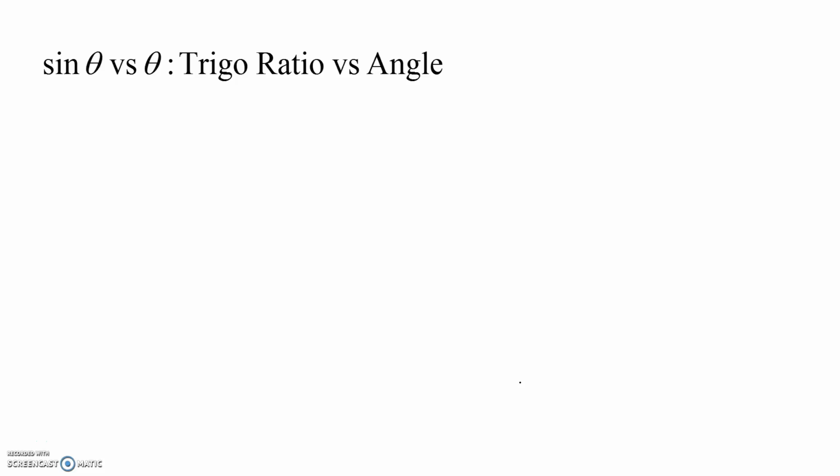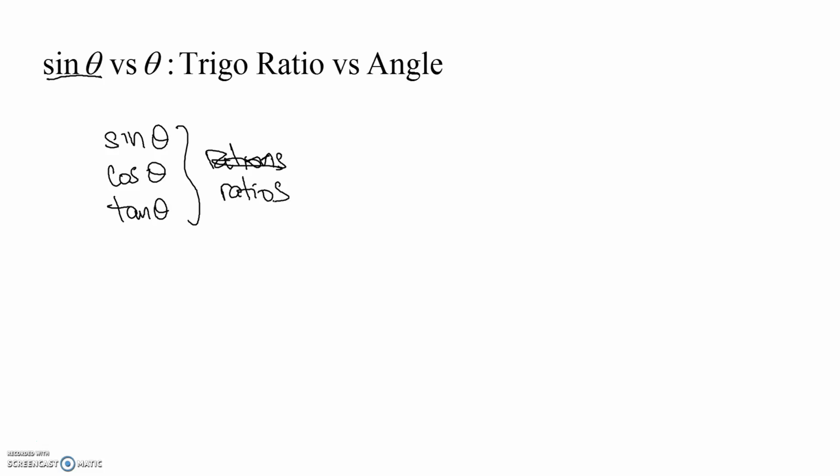Okay, so next we need to understand the difference between sine theta and theta. Now, sine theta is a ratio, so is cosine theta and tangent theta. When you talk about sine theta, cosine theta, and tangent theta, these are ratios. This involves identifying which sides to be the numerator, which sides to be the denominator. Now when we are looking for theta, theta is an angle. We want to find the angle.